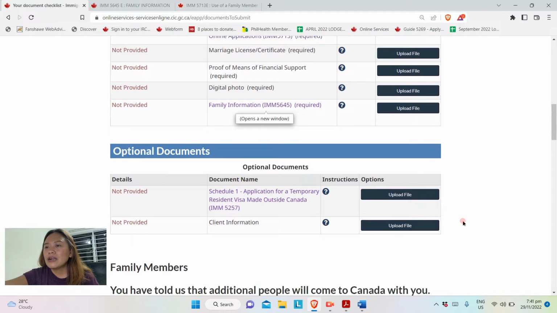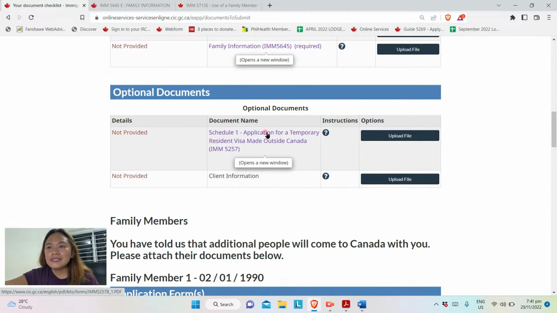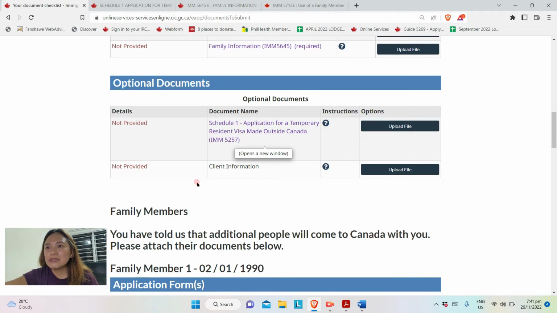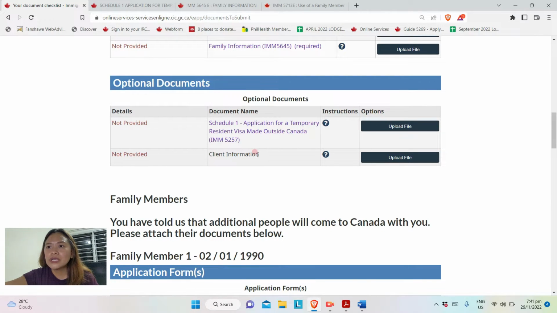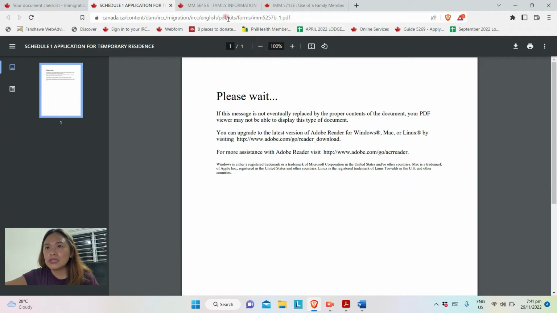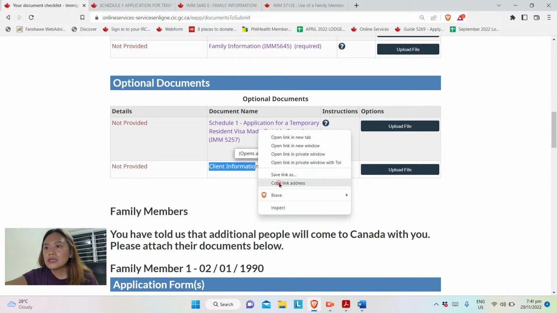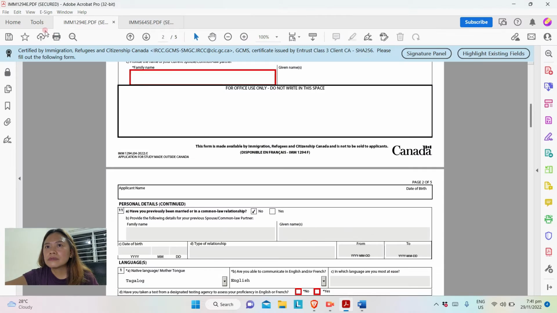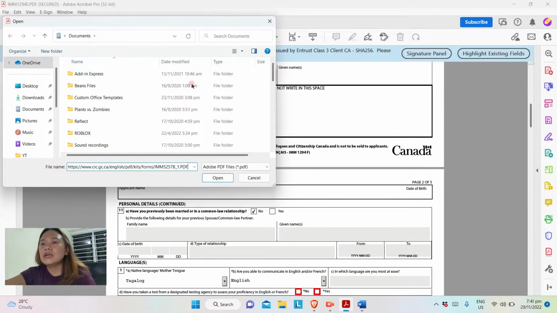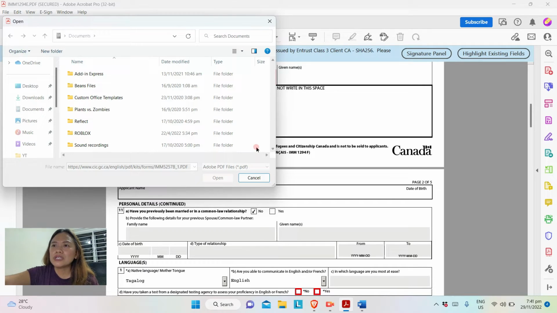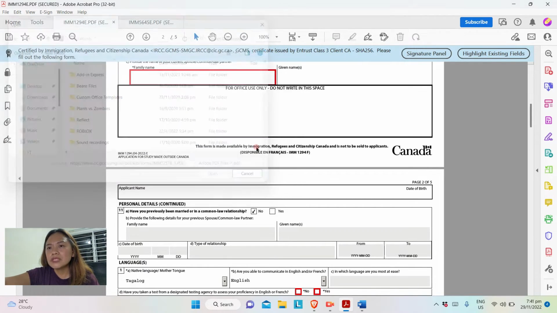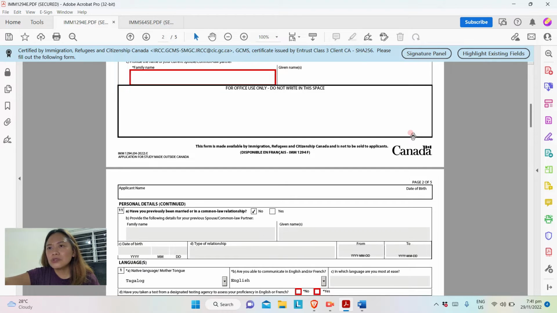Alright, next, our optional documents. Okay, these are optional, but I would suggest that you also fill them out, especially the client information, because the client information is actually where all your other important documents are. Okay, let's open this one first, the 5257. This form is actually for the travel history. Very easy. So even if it's an optional document, just answer it.